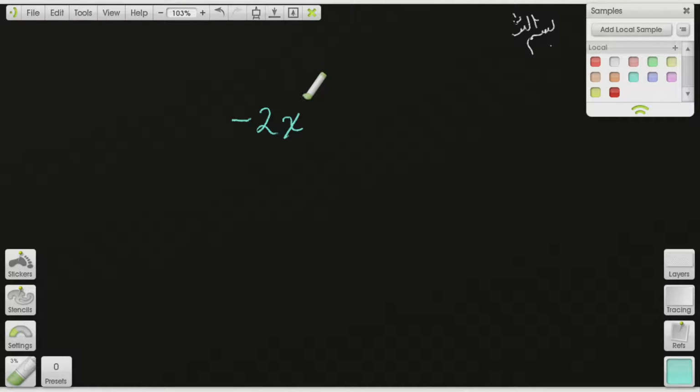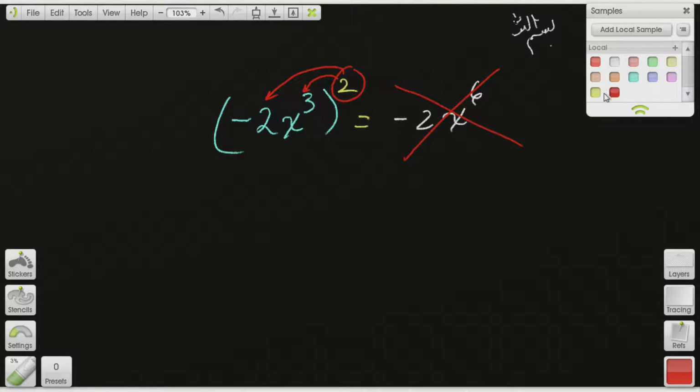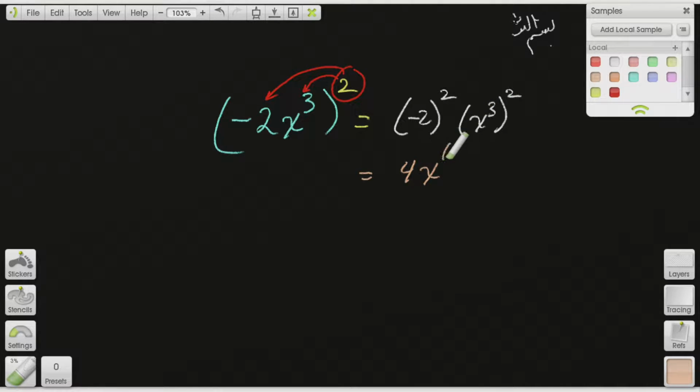Negative 2 x cubed, all squared. Let's do that one. Now this 2, you have to remember, you distribute both to the 2 and the x. So a common mistake for us would be negative 2x to the 6th. That would be very wrong. The reason is because the 2 is distributed to both. So it's negative 2 squared and x cubed squared. So negative 2 times negative 2 is 4x to the 6th. Okay? How about this one?